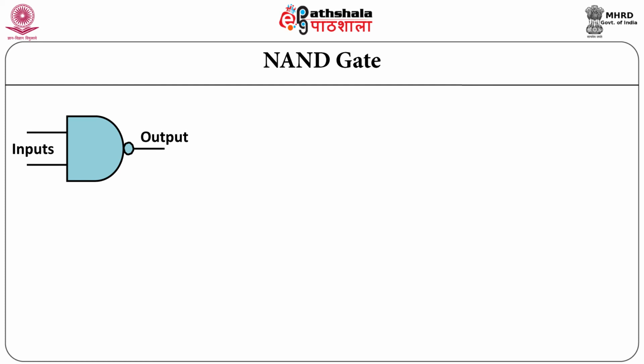Let us now study the NAND gate, that is NOT AND gate. It basically performs logical ANDing and then provides inverted or complemented output. Let us now study the logical operation of the NAND gate. The NAND gate produces a high output when both the inputs are low.